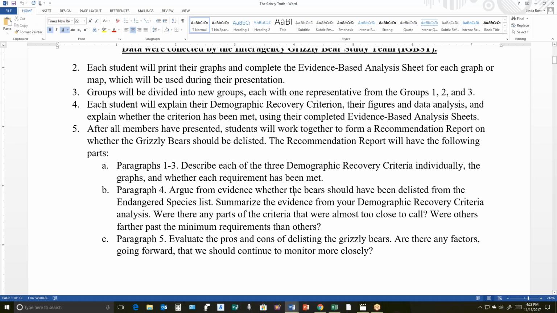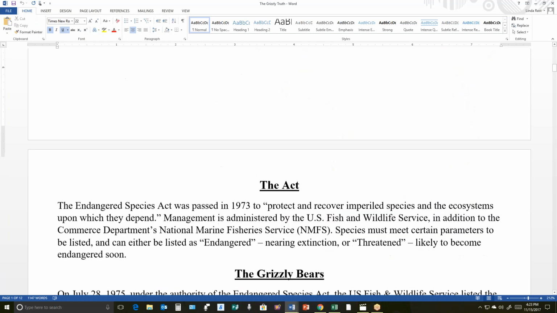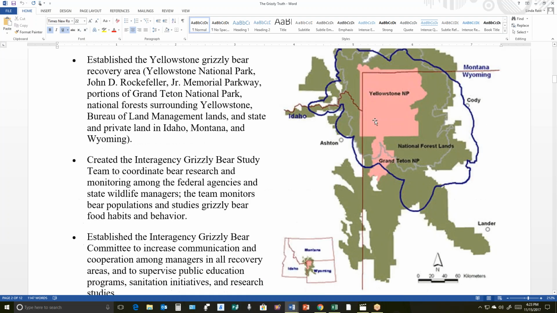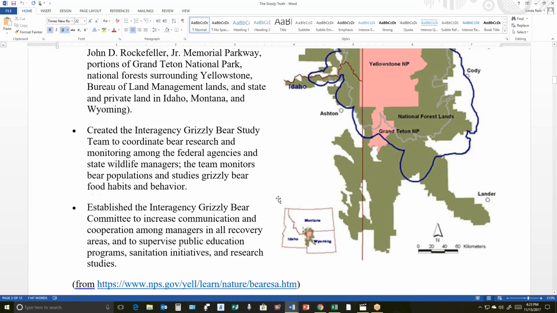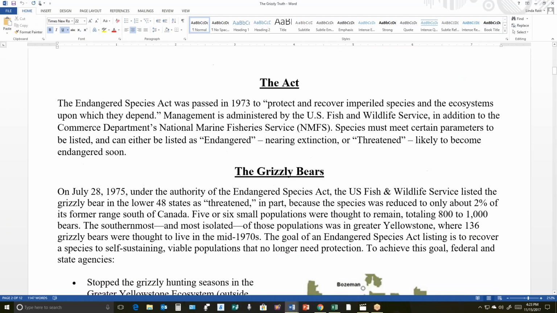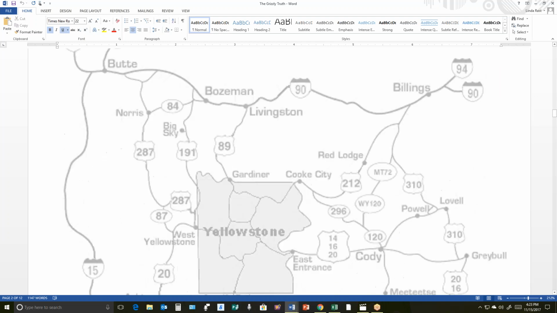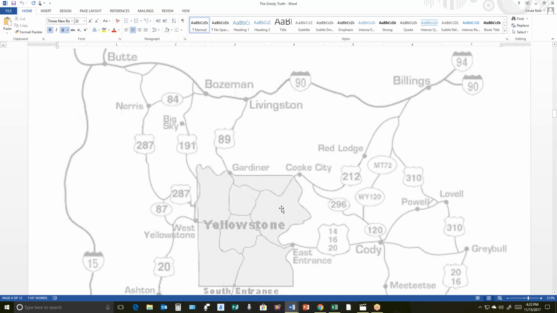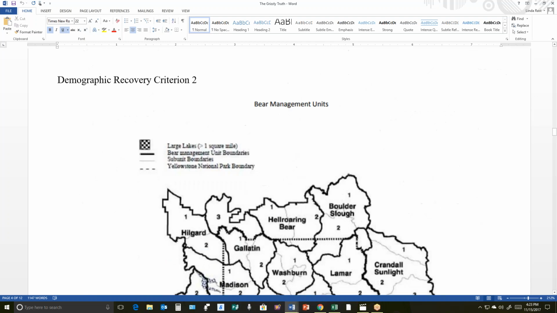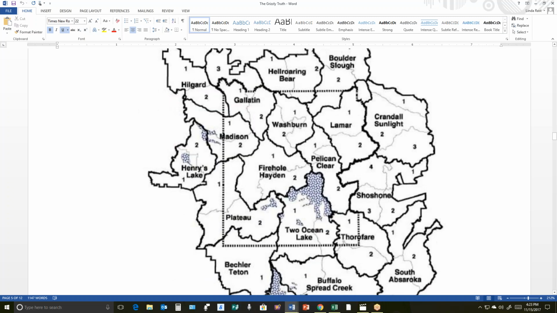This was just some background information that I put together, showing the map and some history of the grizzly bears being listed back in the 70s. And then if we scroll down, this was a map that group 2 had to work with. And here are the different bear management units. There are 18 of them.